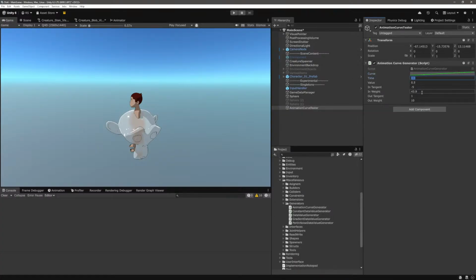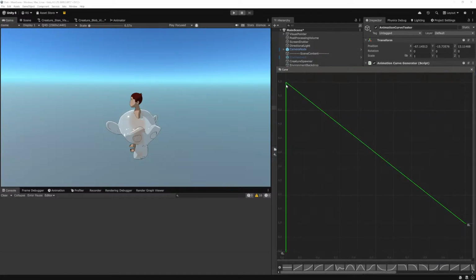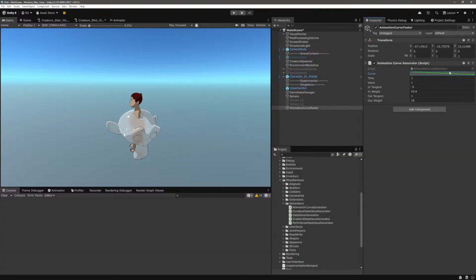Time and value changes it. Oh, time 1. Now we have some weight here. What the heck? 1. Okay.